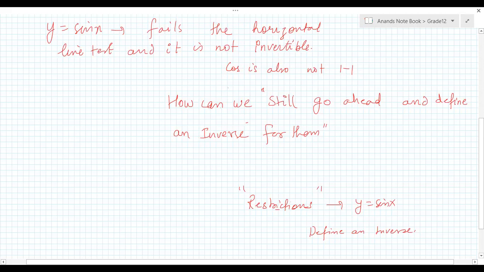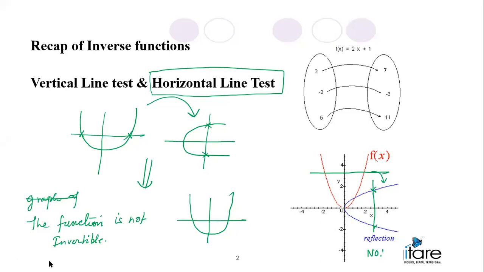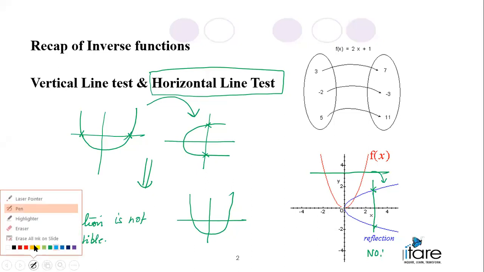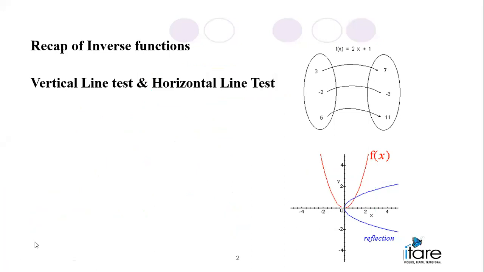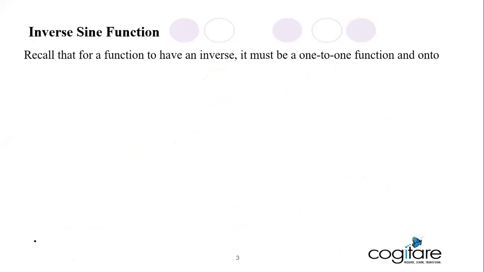Are you following this, guys? Okay, so now comes the hack. If it is not invertible, then how can we still go ahead and define an inverse for it? Because we all know it's there in our calculators, and we have this chapter, and we do know that sine inverse of 1 is 90 degrees. How do we do that?